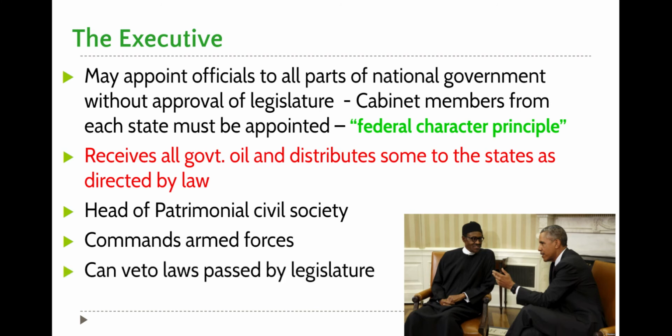Some really interesting things as it relates to the geography of Nigeria, and in relationship to these issues. The executive may appoint officials to all parts of the national government without the approval of legislatures. One thing they do though, is that cabinet members have to come from different states. To ensure ethnic representation of the different groups that live within the country, they have what's called the federal character principle, which says that cabinet members from each state must be appointed. One of the most important powers of the executive is that they receive and distribute the oil revenue within the country. So oil money is one of the big things that pushes Nigeria along, and then sometimes oil revenue is probably one of the big things that holds Nigeria back. So we will talk about that push and pull as it relates to oil money later on in this unit.